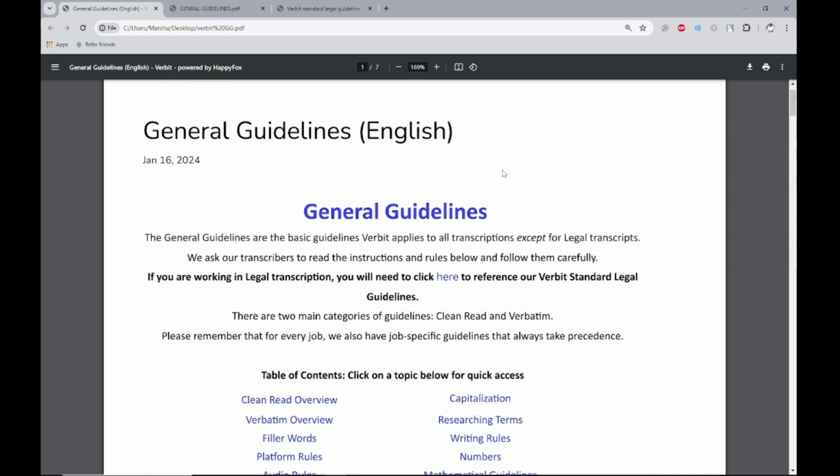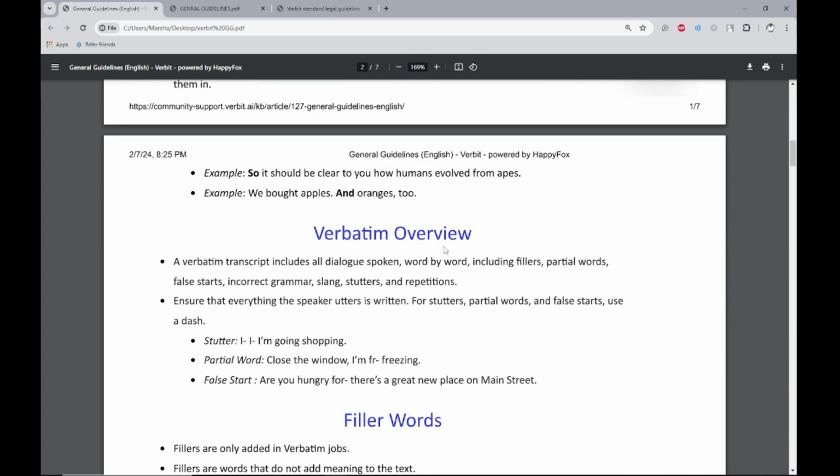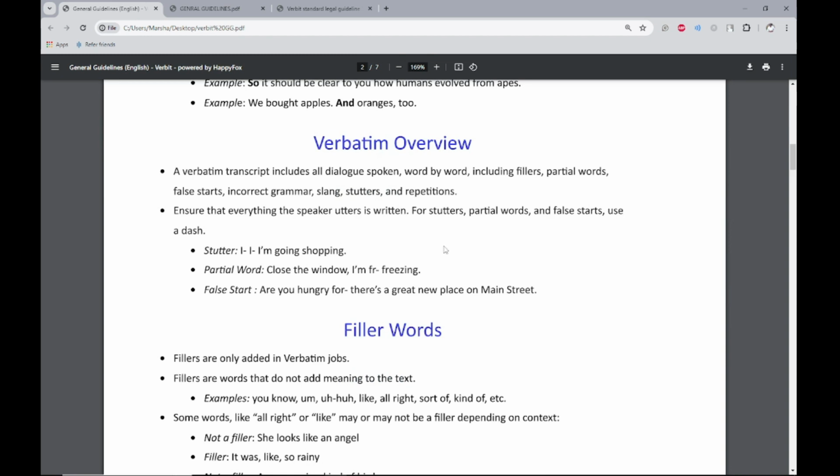Okay, so I know most of you, if you have been transcribing, you are familiar with the filler words, the false starts, the starters. All right, so let me take you through. So what you need to know first, in a Lego transcript, it should be verbatim. It should be a verbatim transcript, meaning that you're supposed to transcribe every word you hear, word by word, including the filler words, the partial words, the false starts, incorrect grammar, slang, starters, and repetition. You have to include them in your transcript.